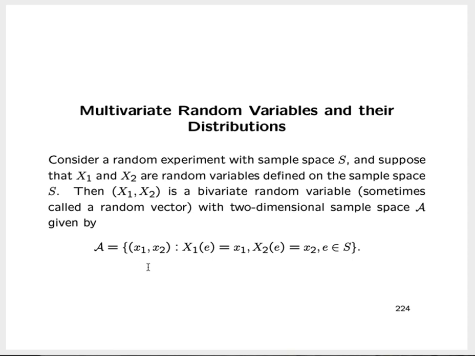It's the set of all ordered pairs (X1, X2) that result as the elementary event E ranges over the sample space of the original experiment, S.